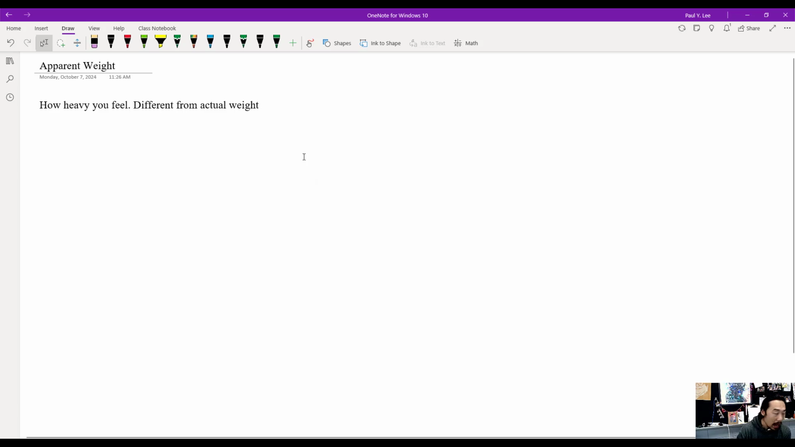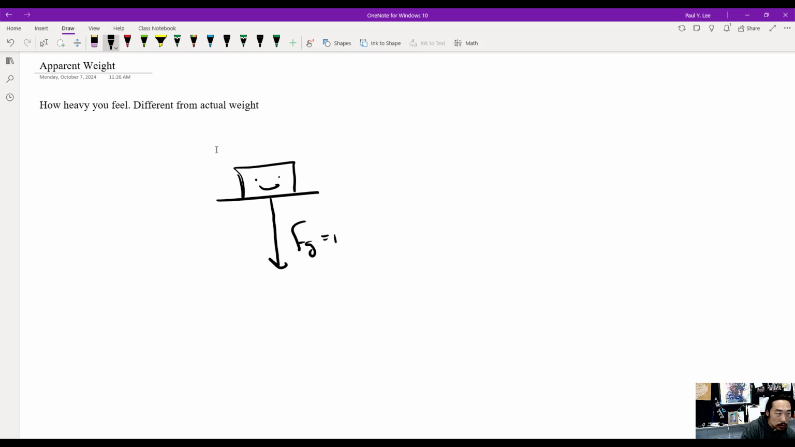Before giving you the formula for it, let's go over the idea behind it. So let's say we have you, standing on a surface. We know that your actual weight is F of g, so F of g going down is equal to mg. So this is your real weight.